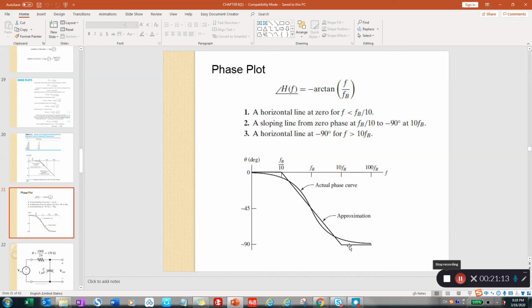It will give us the idea about how the signal will change on the phase.